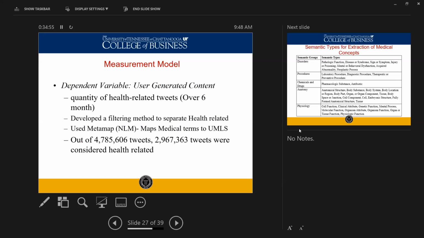So to do that, again, we used NLM MetaMap, which is developed by the Universal Medical Library, which basically is a library of medical terminologies. So we used that, and we did text mining on these 4 million tweets, and we identified about 2.9 million tweets that were considered health-related because they used one of the terms from this UMLS library.